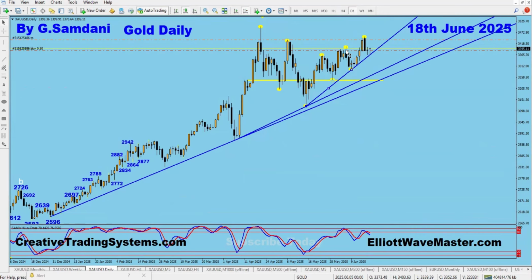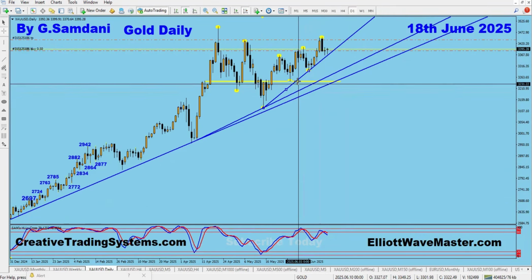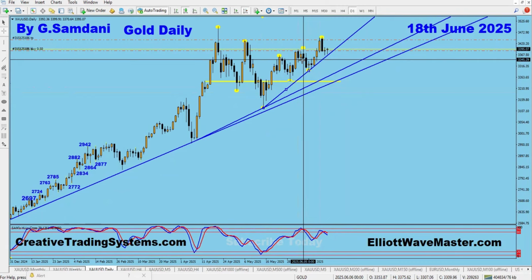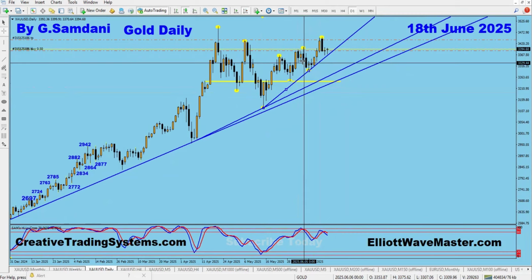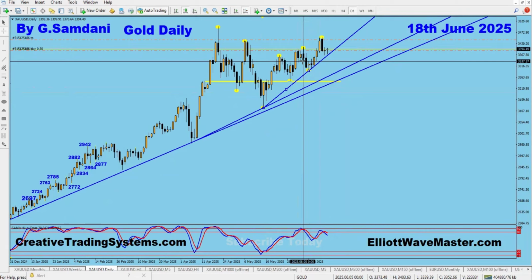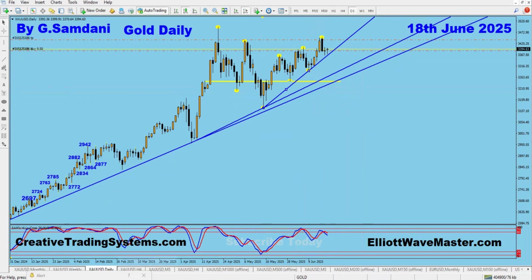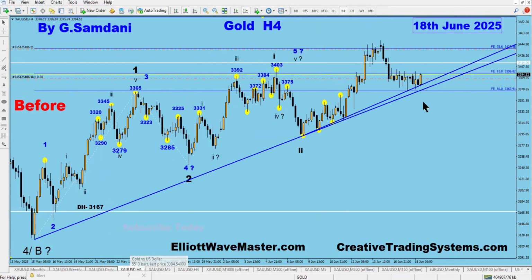So this is 3403, I guess. 3403, 3375. What the heck? No. Oh, that move, right? Okay. Yeah, 3403, right? So this is 3403. You know what? I'm looking at the wrong chart. So simple as that. My 4-hour chart is much better. Now, this is the one that I made.